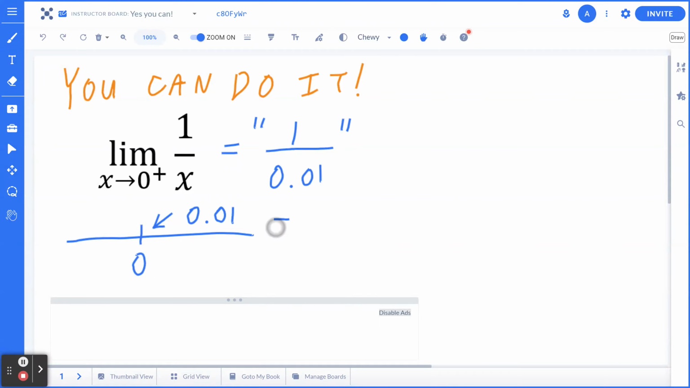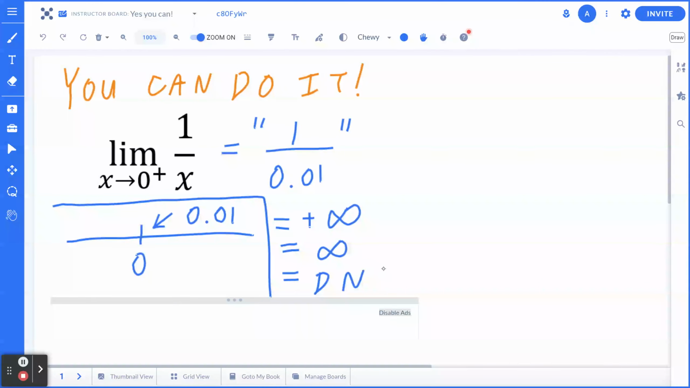Now, the key behind this is you're thinking about 1 divided by 0. That's basically what you're looking at in the row of limits. And when I say 1, I really mean a positive number. So positive 1 divided by 0, which means it's positive infinity, or you can just say infinity, or does not exist. So let's break this down.